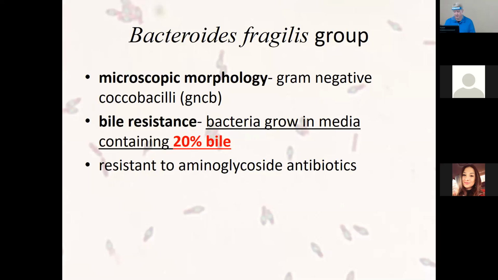Bile resistance, bacteria grow in media containing 20% bile. So we're going to increase the bile of the agar, of the media, and Bacteroides can thrive in that where other organisms may not. Resistant to aminoglycoside antibiotics, and of course we're coming up to that, so file that back a little bit so when we get to the antibiotics you'll know what aminoglycoside is and used for.